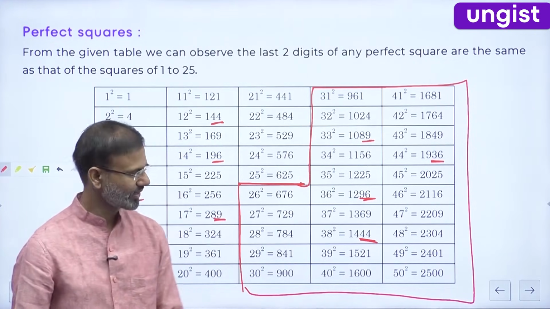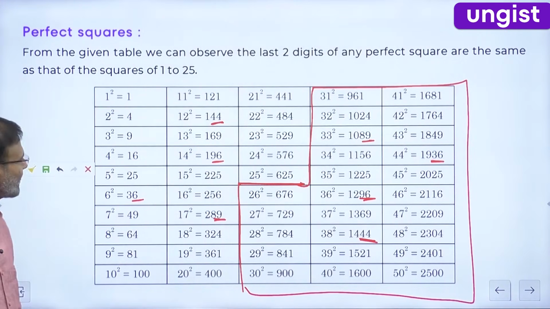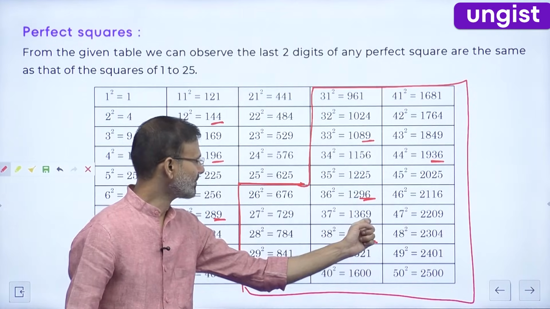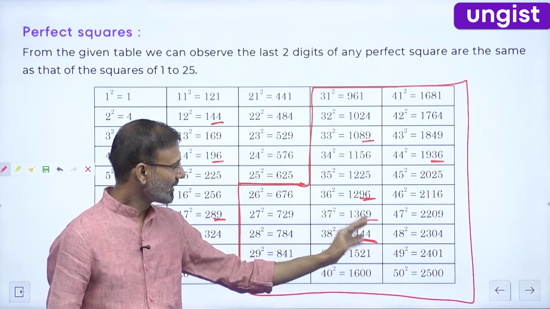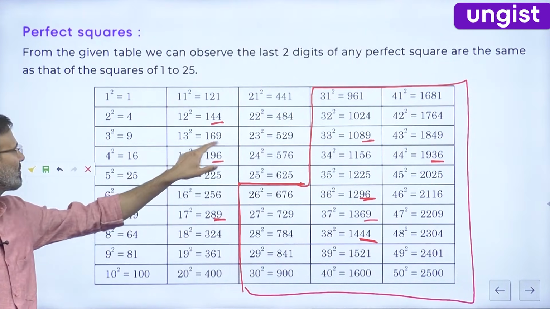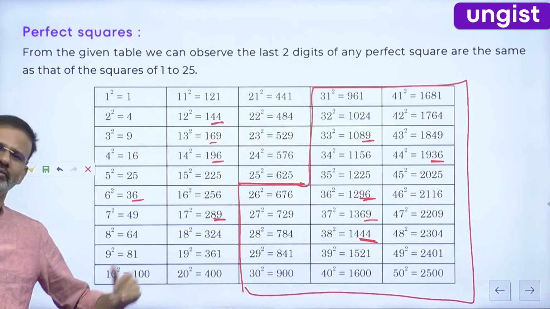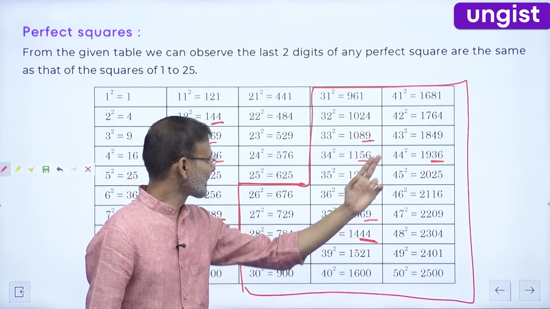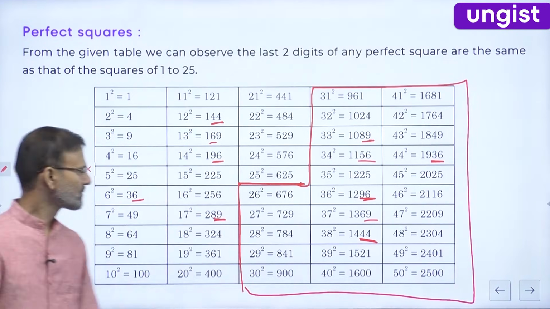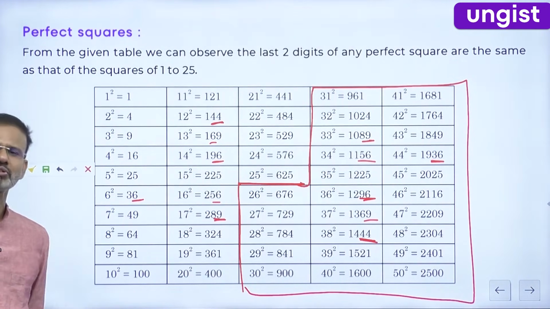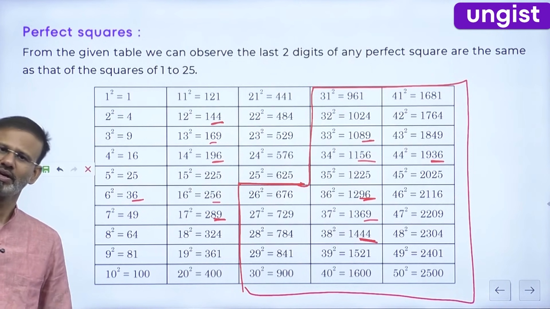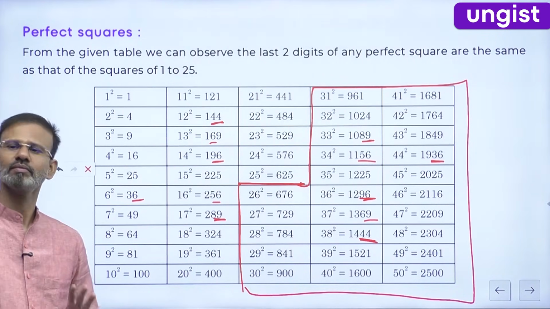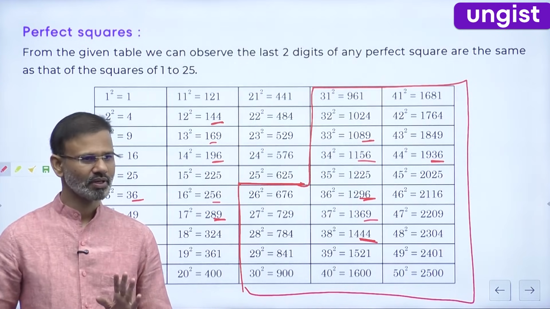Okay, correct. Any two-digit number, let's say it is 69. Guys, here it is 69, then 13 square will end in 69. I mean the last two digits. Here, let's say 56, so guys, 16 square ends in 56. Last two digits I'm talking about. Everybody okay now? Clear, friends?